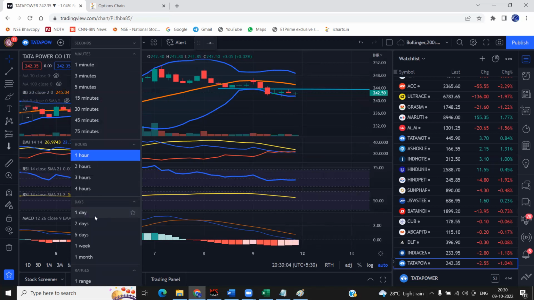Sir, how to take a hedge trade in Tata Power then? How to take a hedge trade? Buy sell both, meaning buy call, sell call. Not buy call sell call. Yes, I said buy this 240 and sell 250. Okay. Buy 240, sell 250.